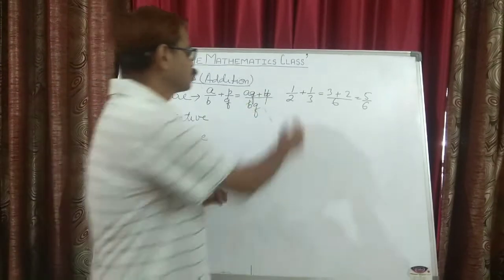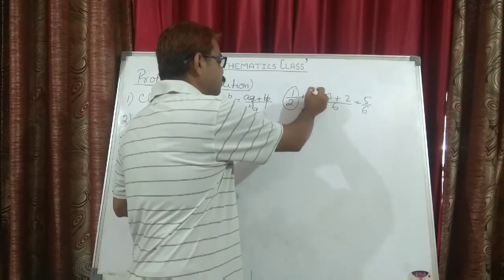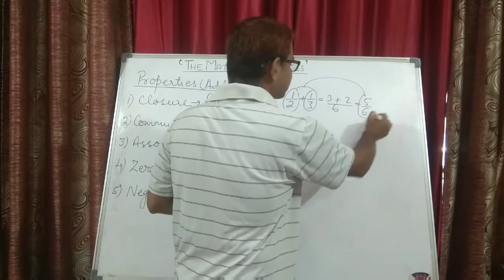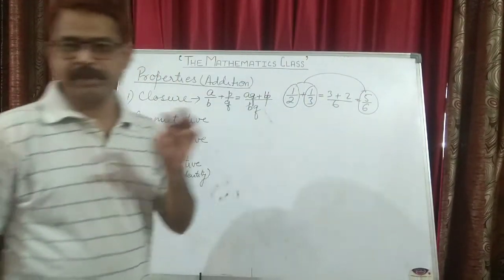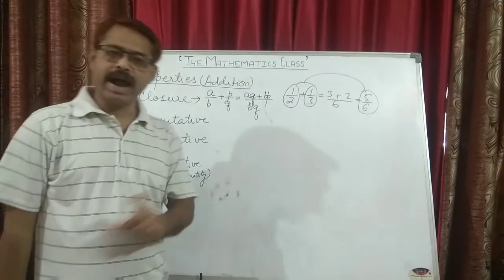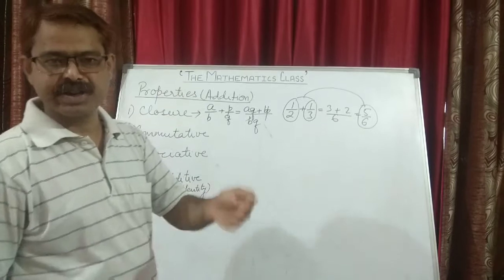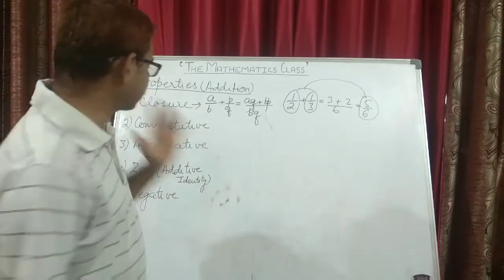Means when you add two rational numbers, 1 upon 2 and 1 upon 3, finally you are getting again a rational number. So what is the meaning of closure property? If you add any two rational numbers, you will again get a rational number. This is the closure property.